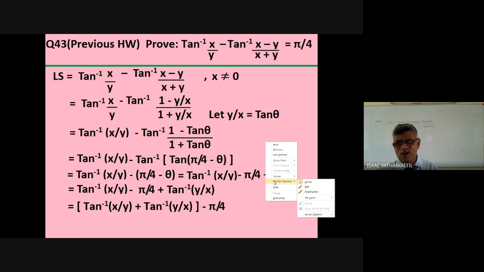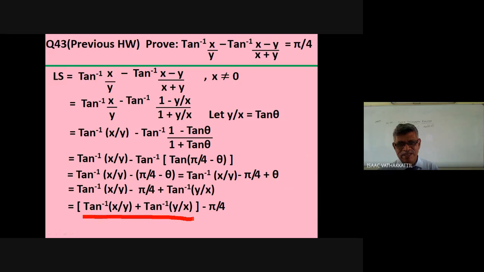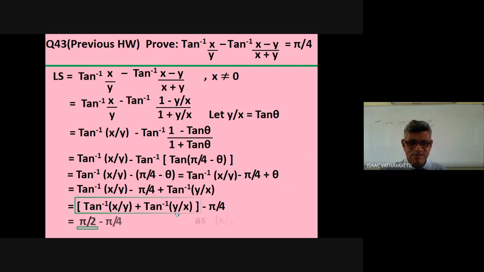Can some of you respond what actually this is? Tan inverse x by y plus tan inverse y by x. You remember in the formula for tan inverse x plus tan inverse y, when xy equal to 1, it is pi by 2. Here you have x by y into y by x, that is 1. So tan inverse x by y plus tan inverse y by x is pi by 2 because x by y into y by x is 1. So this is pi by 2. Pi by 2 minus pi by 4, which is nothing but pi by 4, which is as desired.